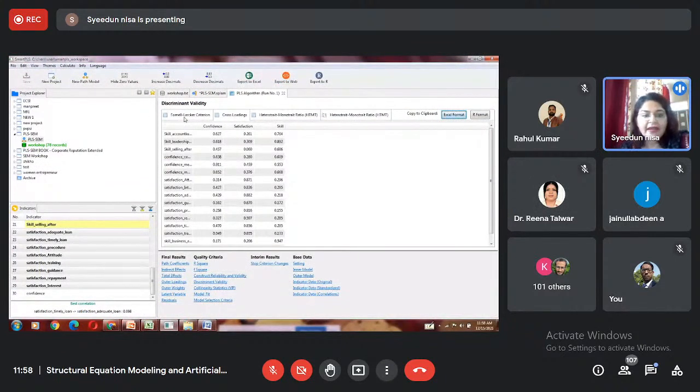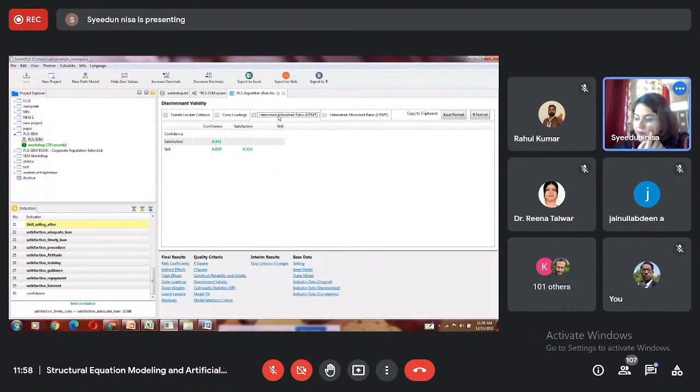Okay. So we have done the Fornell and Larcker criterion for discriminant validity. Second, we have done cross loading for discriminant validity. The third thing is the heterotrait-monotrait ratio. This is a new thing which is introduced here. We create a correlation matrix, and then we compute the ratio of heterotrait and monotrait correlations, and it says that this ratio should be less than 0.85. If it is less than 0.85, then we say discriminant validity is achieved.